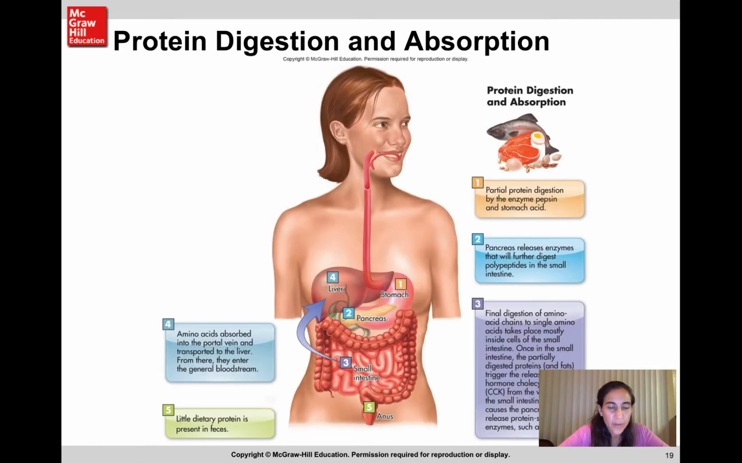Okay, so we will now go over the digestion and absorption of protein. It's always interesting to compare and contrast the process of digestion and absorption of protein as compared to lipid and carbohydrates. For protein, the process of digestion actually occurs in the stomach. With the other macronutrients, it actually begins in the mouth. But for protein, it begins in the stomach.